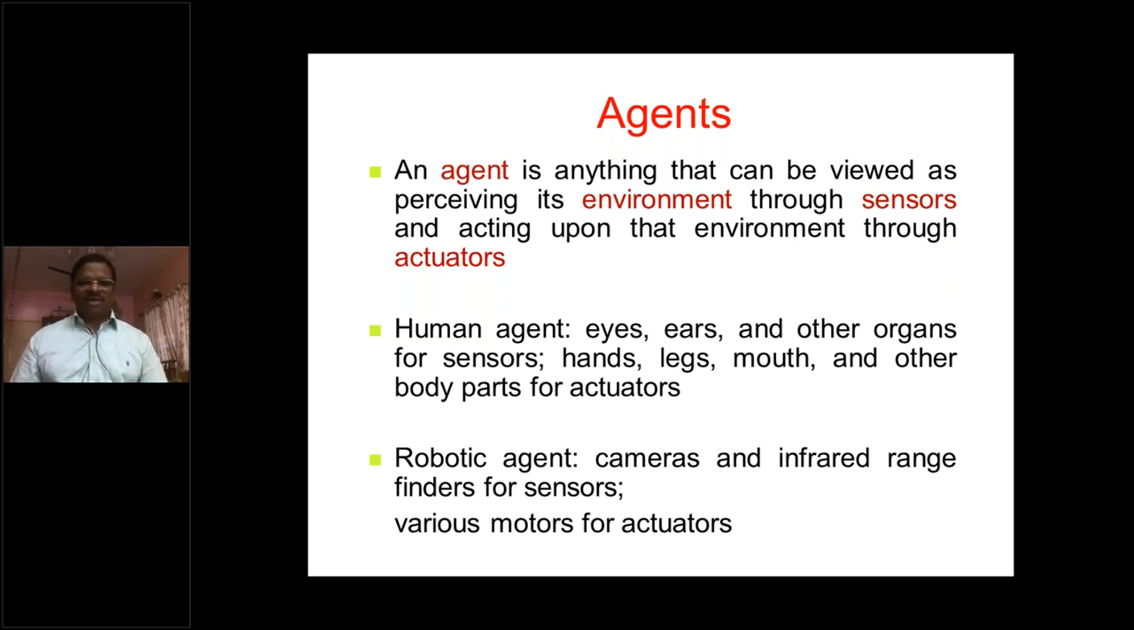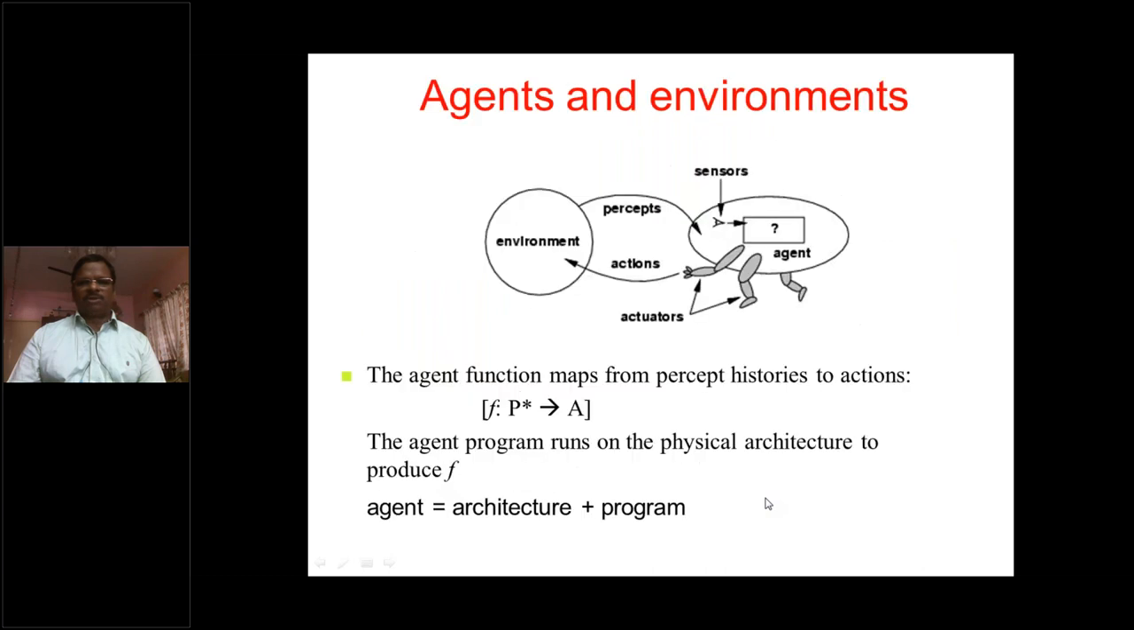In place of agent, as I already informed you, you can assume a robot, an intelligent program, or an intelligent machine. There are two kinds of agents: one is a human agent, another is a robotic agent. Humans have eyes, ears and other organs for sensors, and hands and legs for actuators. Robotic agents have cameras and infrared range finders for sensors, and various motors for actuators.